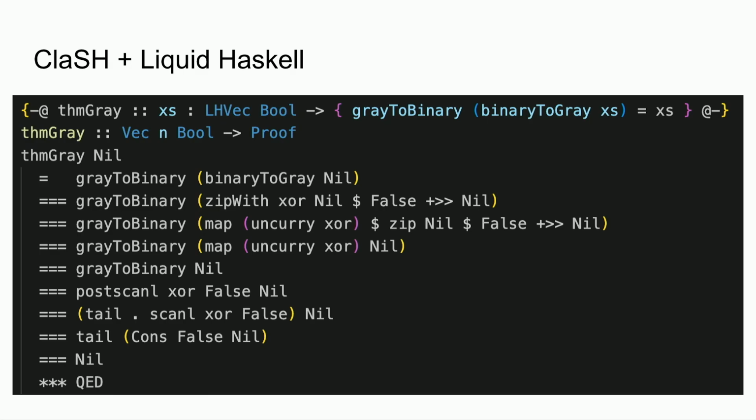So why not connect Clash and Liquid Haskell together? You can write directly in Haskell, produce circuits, and then use Liquid Haskell to do proofs. And the Clash people are doing exactly this. It's early stage work.